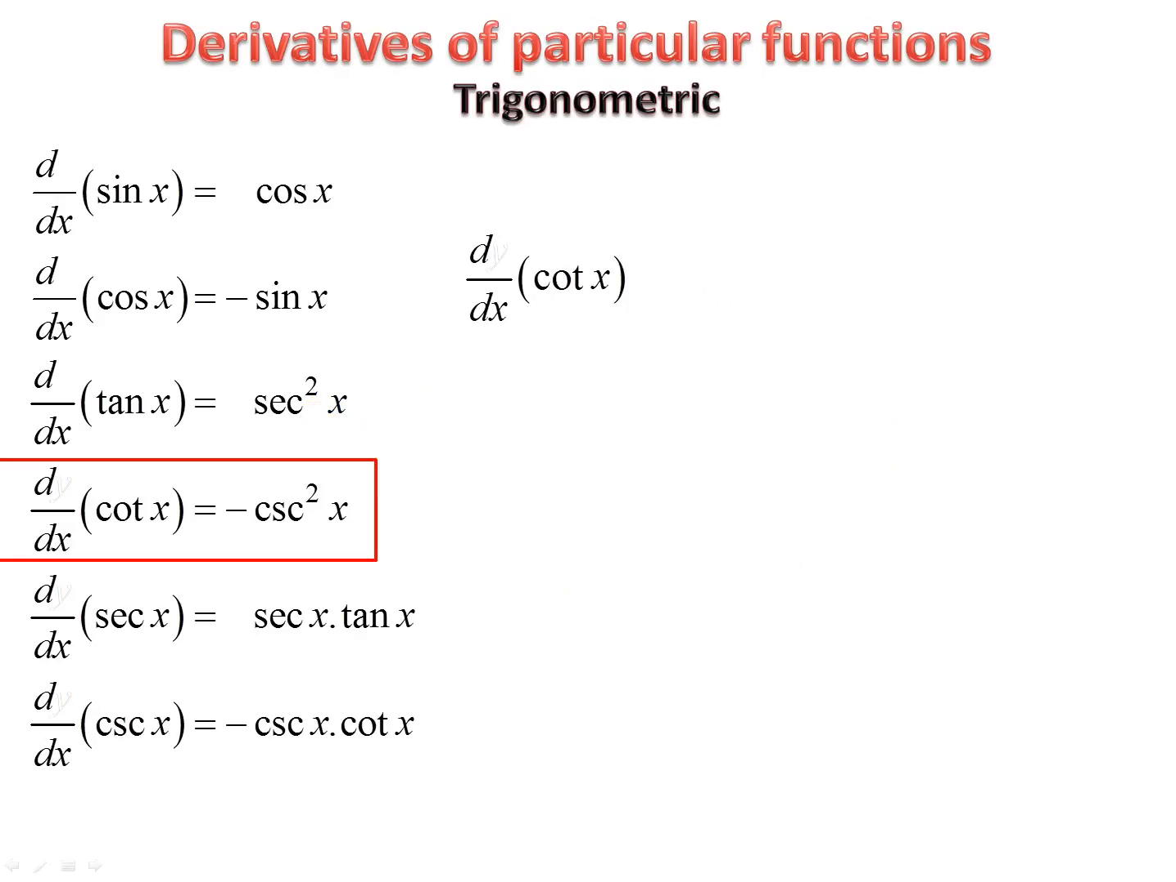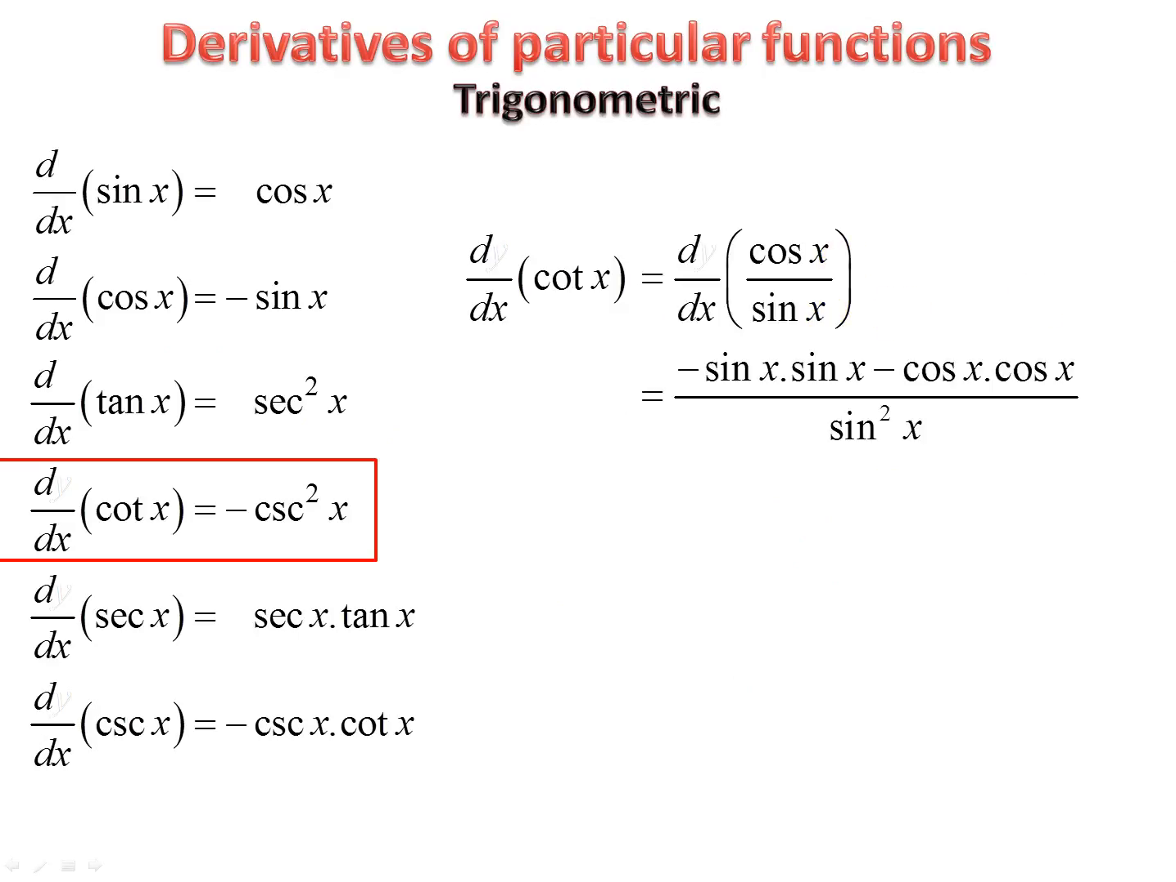Next one, derivative of cot. We're going to write that as cos over sine. Quotient rule, derivative of cos times sine, minus cos times derivative of sine, over sine squared. Now if we take out a minus to put in front of the fraction, we'll end up with sine squared plus cos squared. That is 1, so it's 1 over sine squared, and that becomes cosec squared. Negative cosec squared.